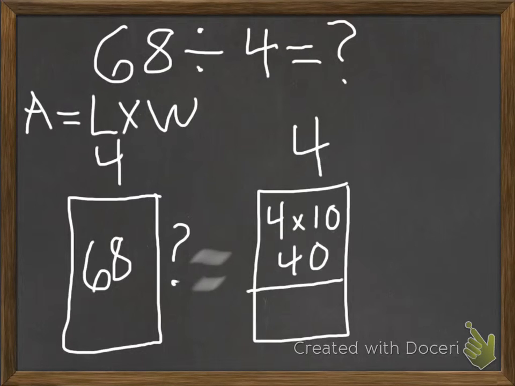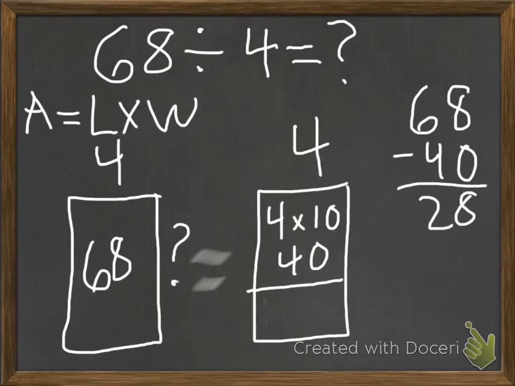The area of both these rectangles should end up being 68. So what I need to do is put 68 here and subtract the 40 that I already know, because that's what I know on this rectangle, to find out the difference of what's left, and it's 28. So I'm going to put that 28 down into the area that I still need to solve.